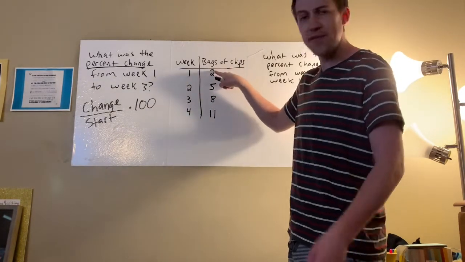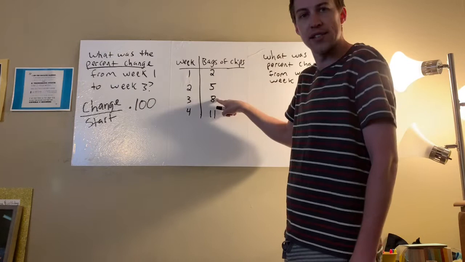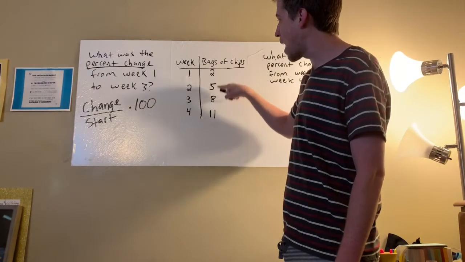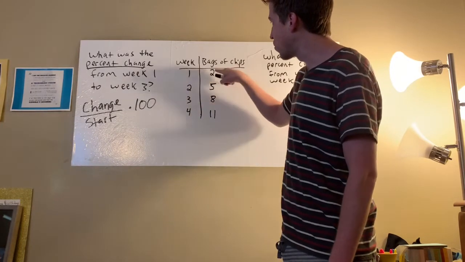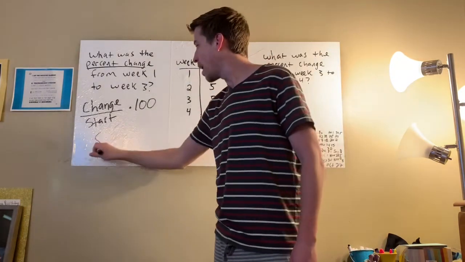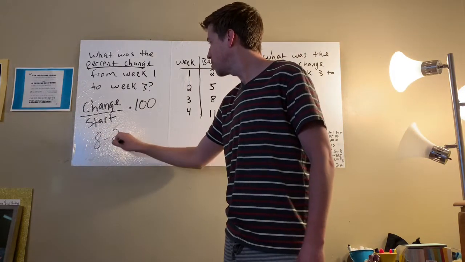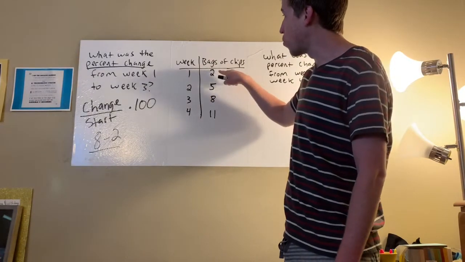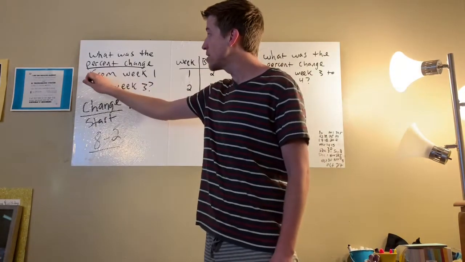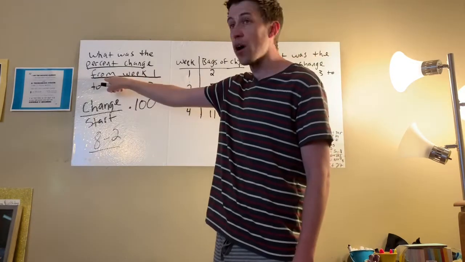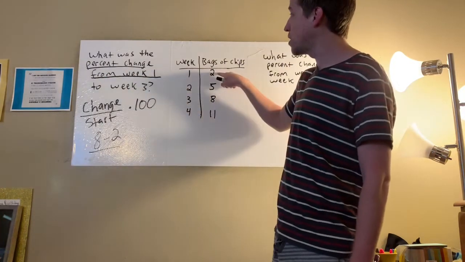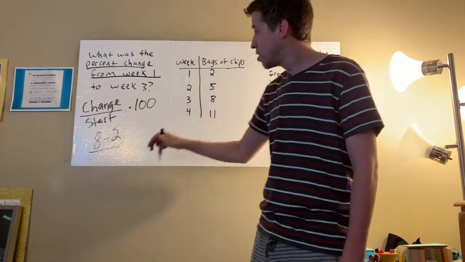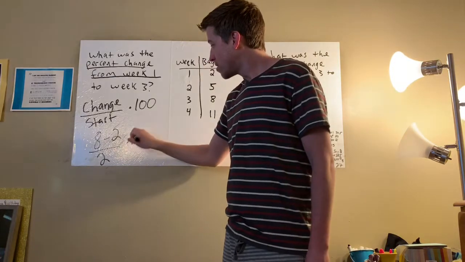Maybe it's obvious in your brains that 2 plus 6 got us to 8. In today's lesson, it might be harder to find that number, so you can always subtract the two numbers to find the change. From week 1 to week 3, I can do 8 minus 2. And I want to divide it by the starting point. The starting point is always going to be next to the word "from," week 1. That lets me know that I started eating 2 bags of chips and then went to 8 bags of chips. So I'm going to divide by 2, times 100.